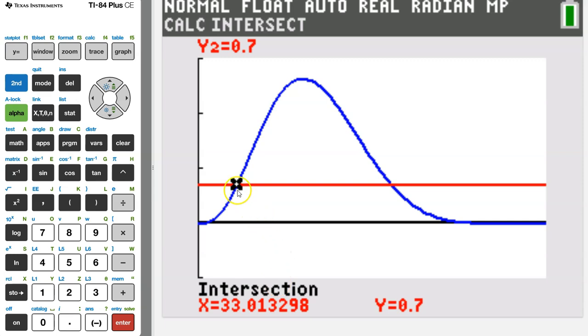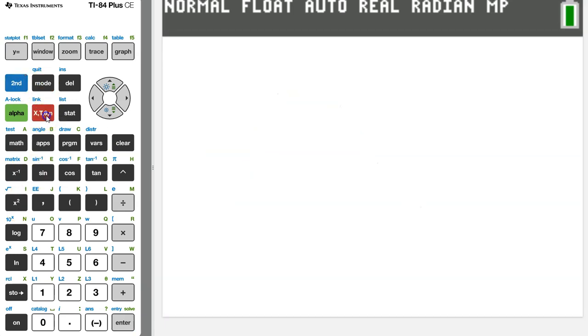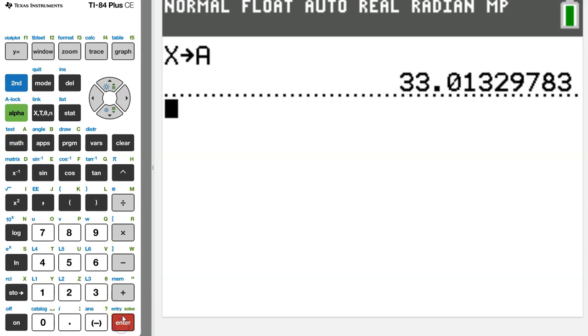33.013. I would like to store this into a letter for future use. So hit second quit, hit the X button, hit the store button, and I'm going to store this value into the letter A.